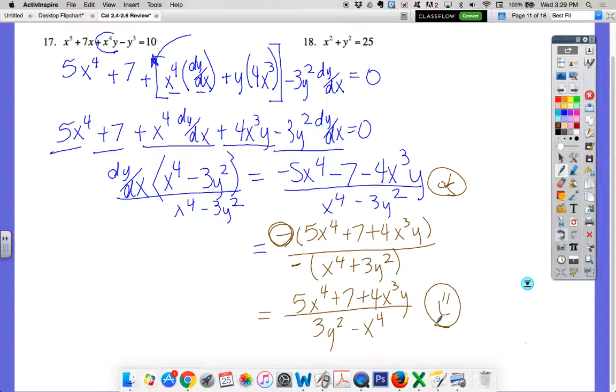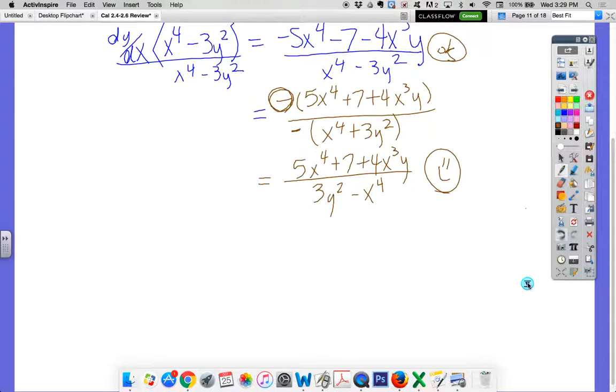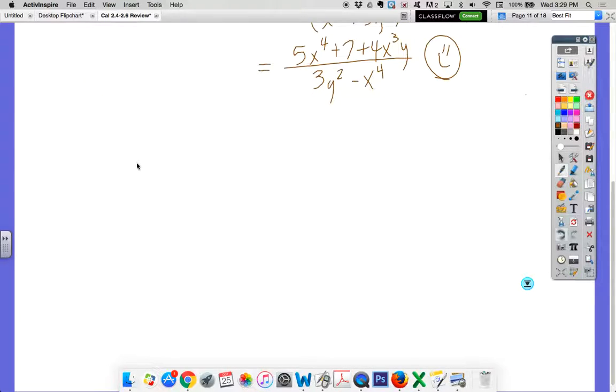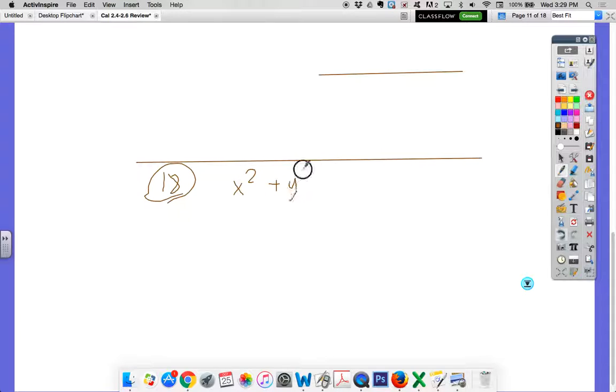Okay, now I'm going to scoot down here. I'm going to copy 18 down below. So 18 is x squared plus y squared equals 25. x squared plus y squared equals 25. And we're just needing to solve for dy over dx.